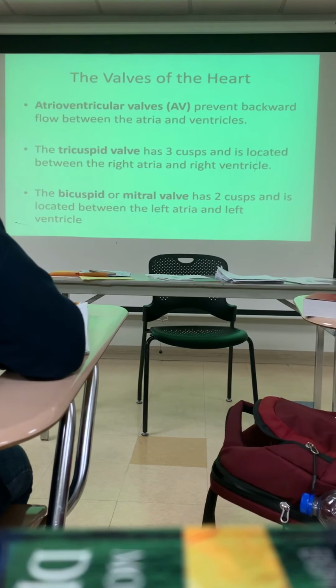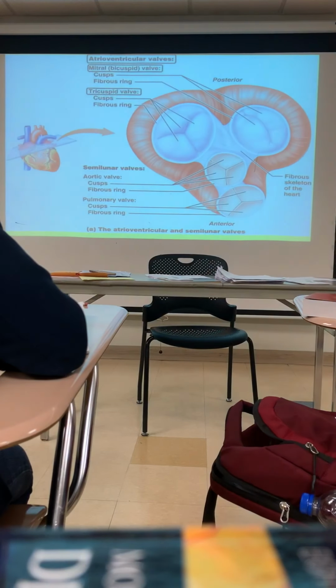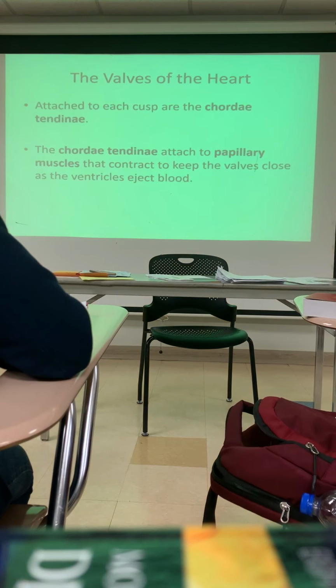Okay? So, the atrioventricular valve prevents backflow between the atria and ventricles. The tricuspid valve has 3 cusps, that's why it's called tricuspid, on the right side. And the bicuspid or mitral valve has 2 cusps, that's why it's called bicuspid, right? So this is tricuspid, this is bicuspid, this is the semilunar aortic valve, this is the semilunar pulmonary valve. The way they close and open, we'll study later. That's why you need to know that.